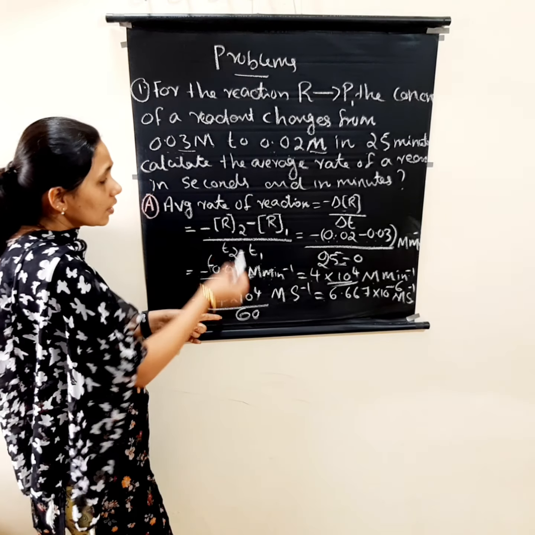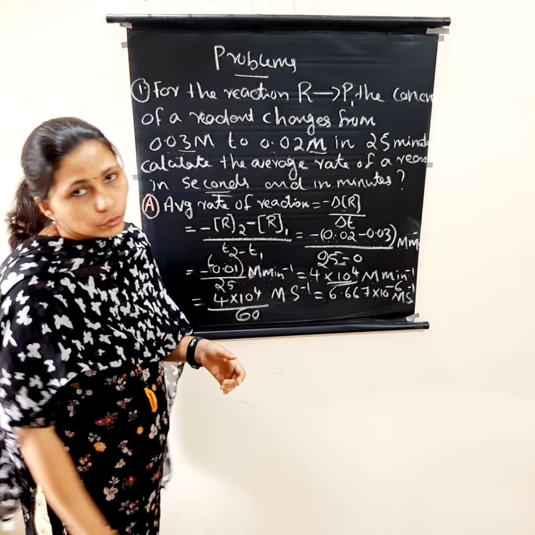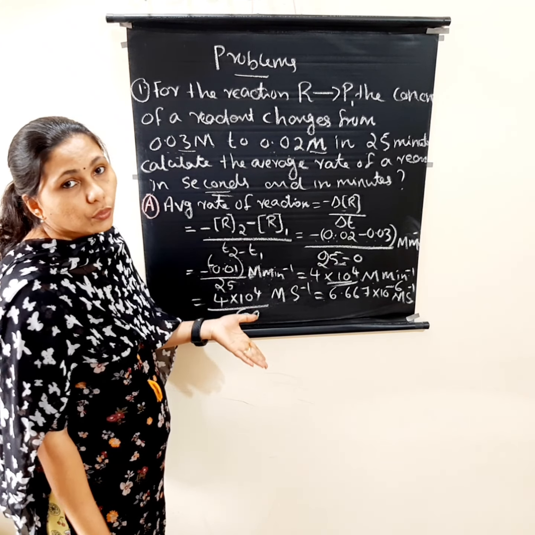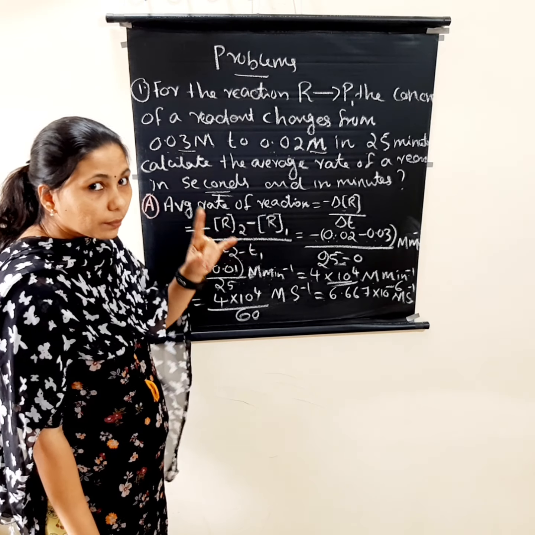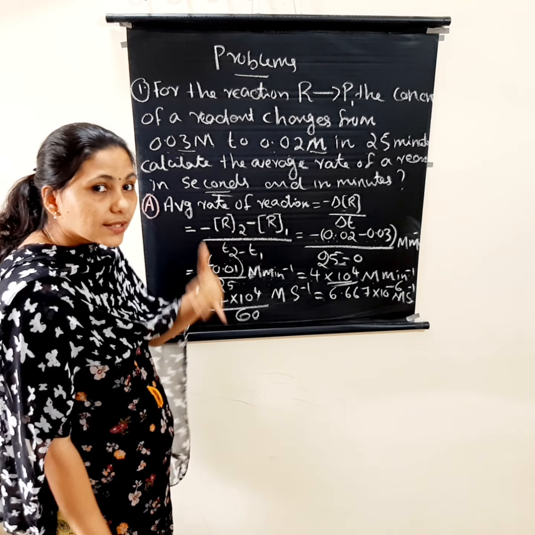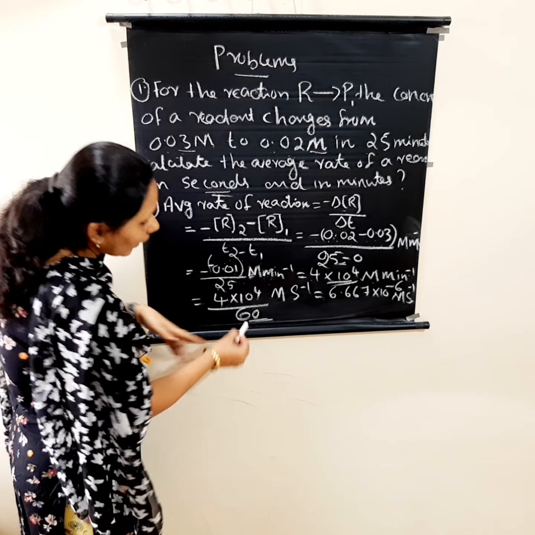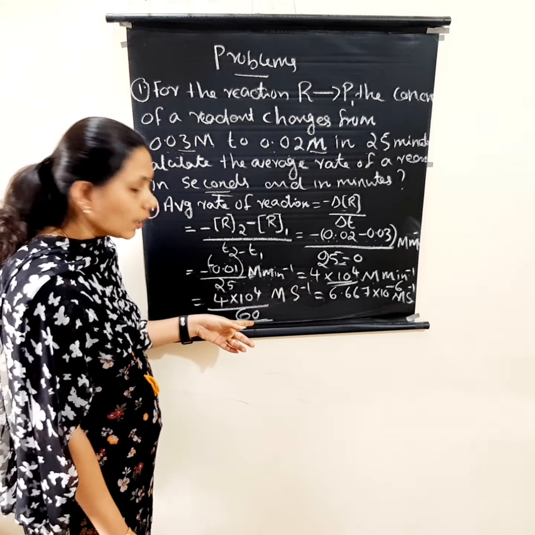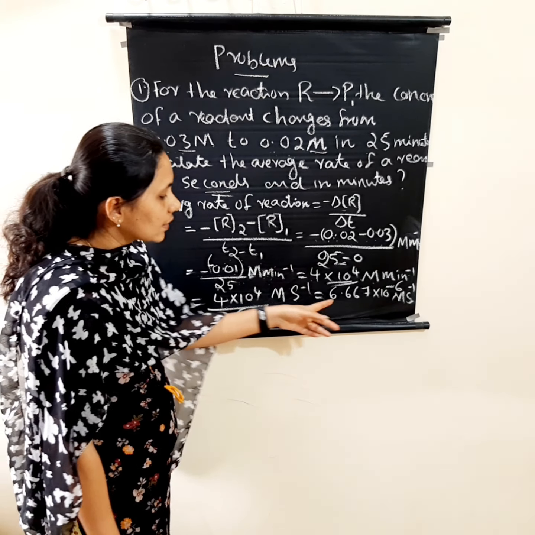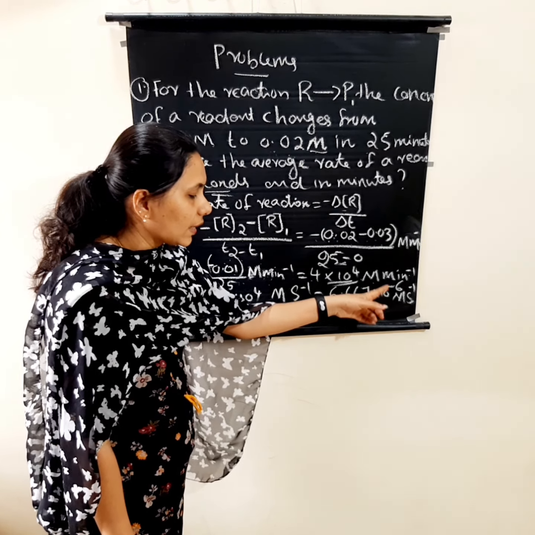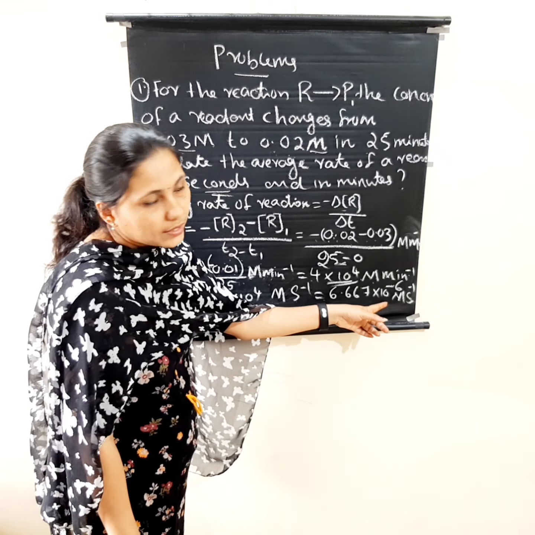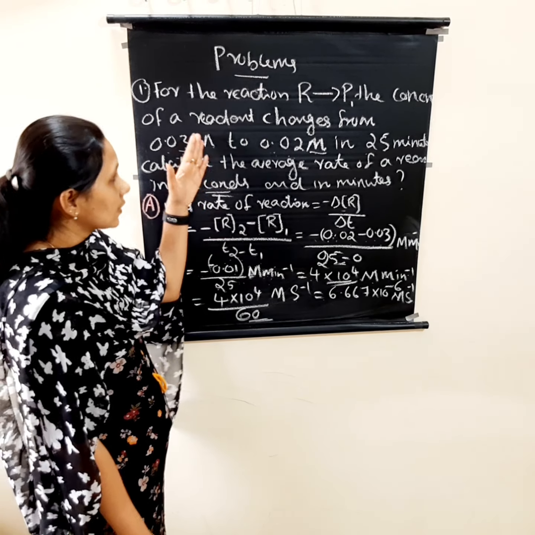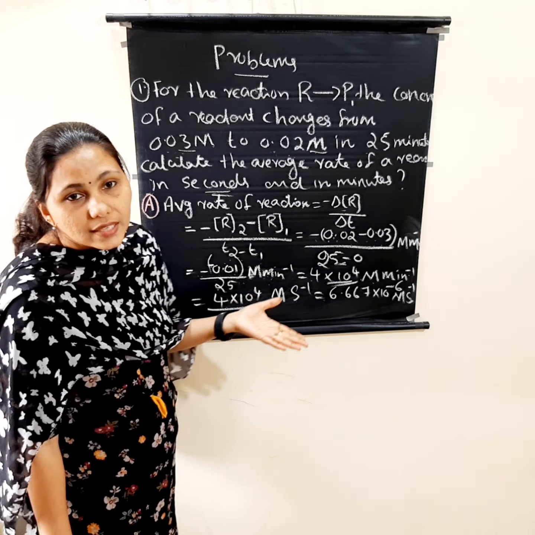Then the second thing they asked is to find it in seconds. This is in minutes; now in seconds. Per second means, in 1 minute there are 60 seconds. So per second we have to calculate, dividing by 60. Per second means the given minute value we divide by 60. So we will get 6.67 into 10 raised to minus 6 molarity per second. That is the rate of this problem based on minutes and seconds.